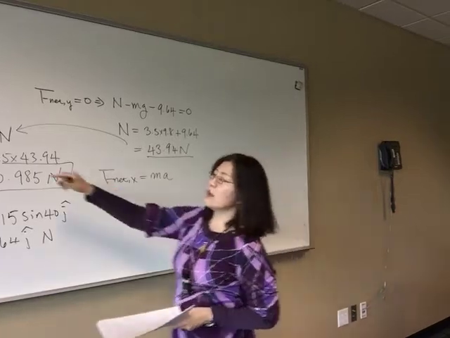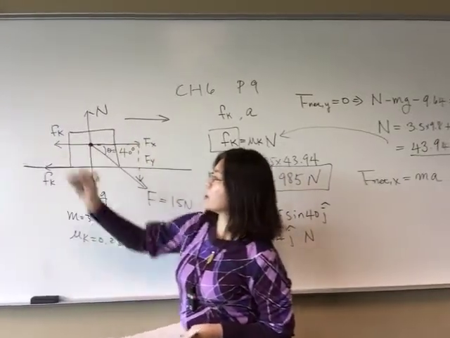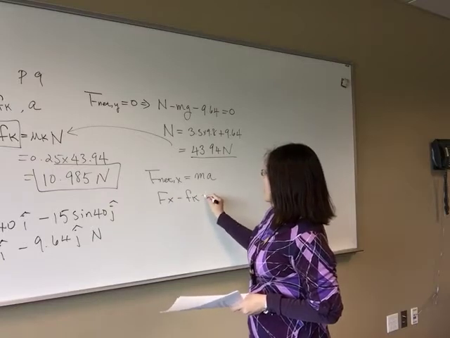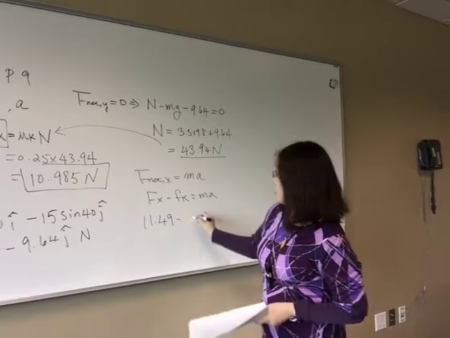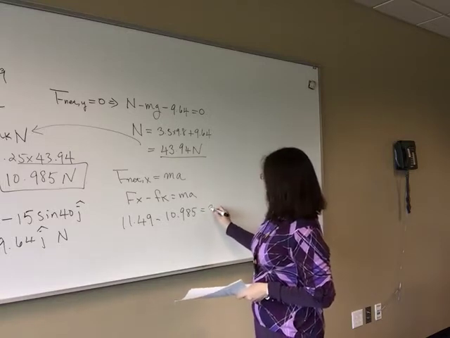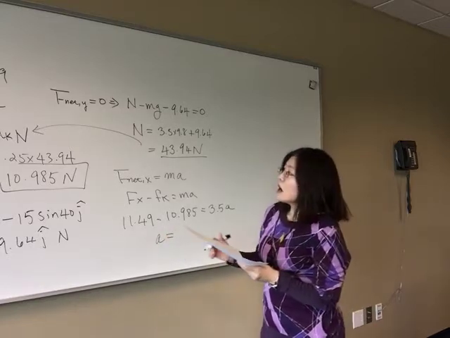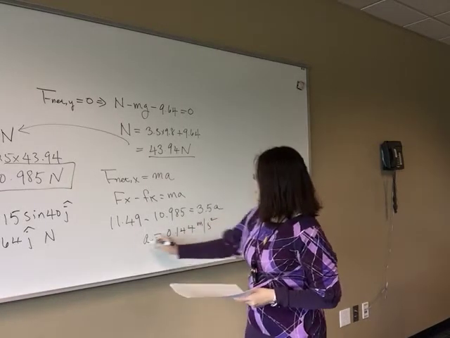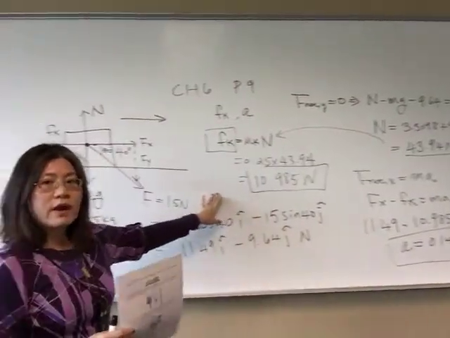What are the net forces? The net force in the horizontal direction is your Fx plus negative Fk, because Fk is in the opposite direction. So Fx minus Fk gives you m a. Fx is 11.49, your Fk we calculated to be 10.985, and that's equal to the mass 3.5 times a. So your acceleration is 0.144 meters per second squared. Okay, so that's part B. Part A, the frictional force, is 10.985 Newton.